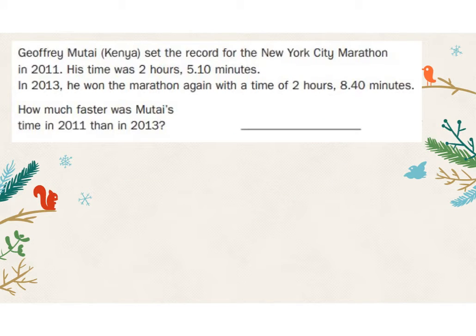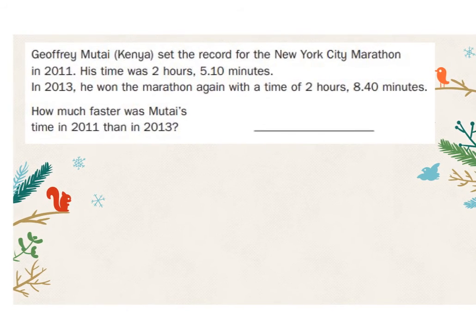Okay, we're moving on to a context question, a story problem, something that is in context. So Jeffrey Mutai from Kenya set the record for the New York City Marathon in the year 2011. His time was 2 hours, 5 and 1/10 minutes. In the year 2013, he won the marathon again. This time, his time was 2 hours, 8 and 4/10 minutes. How much faster was his time in 2011 than 2013?